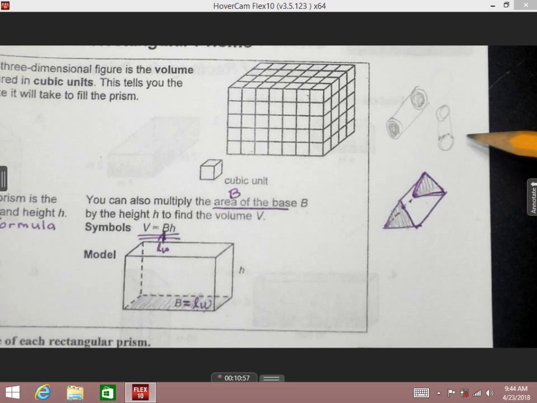All right. But the whole point is, guys, that your base might not be the bottom. The base just means that's the shape of your prism. Okay.